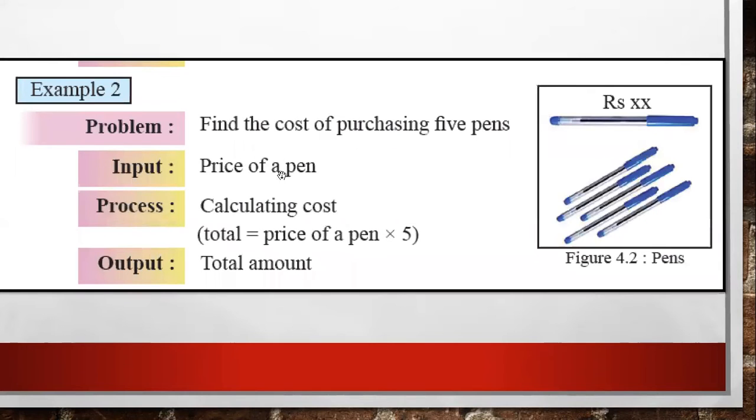Second example: find the cost of purchasing 5 pens. Here you have to input the price of 1 pen, and the process means the price of a pen times 5. That means the number of pens. The output is the total amount.